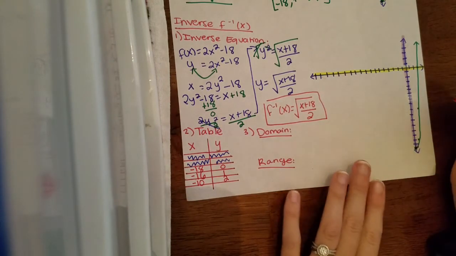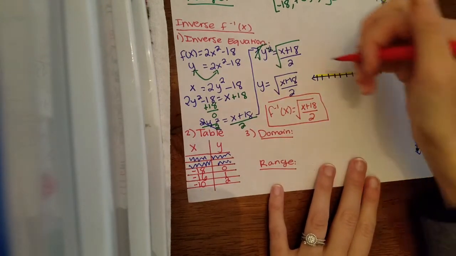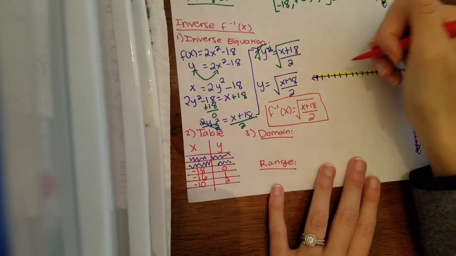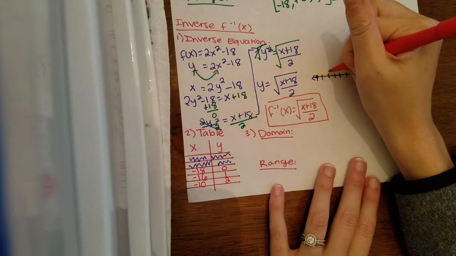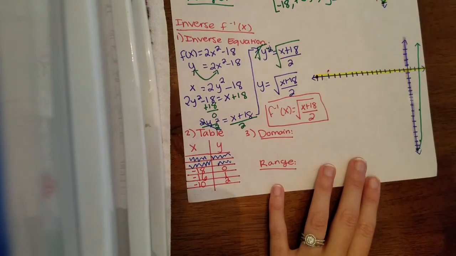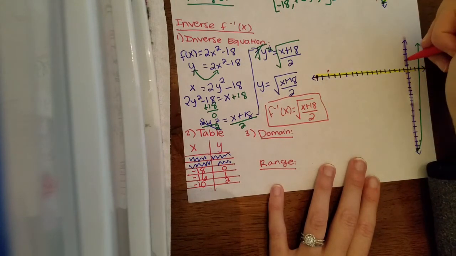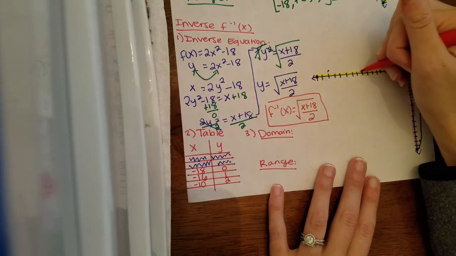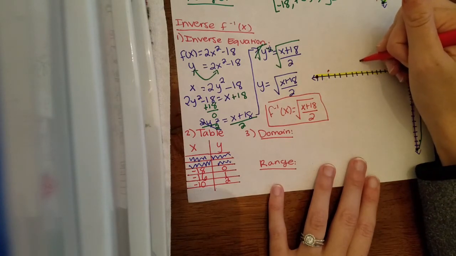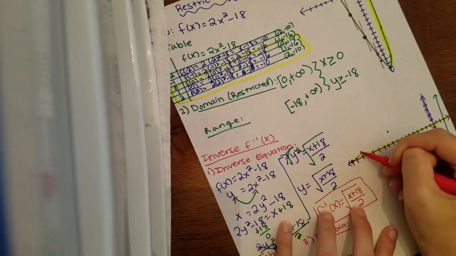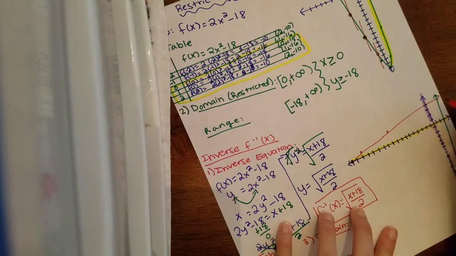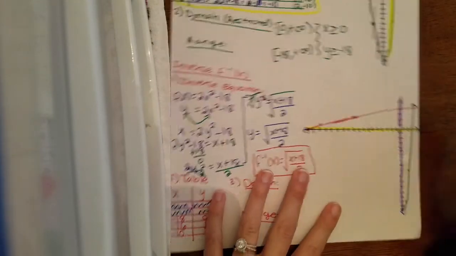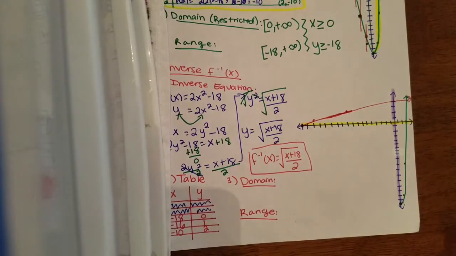Alright guys, let's get this graphed. So I have a point at negative 18, 0, which is right here. I have a point at negative 16, 1. And then I have a point at negative 10, 2. So 1, 2, 3, 4, 5, 6, 7, 8, 9, 10, and then 2. Kind of like that. Alright, there's our inverse graph.